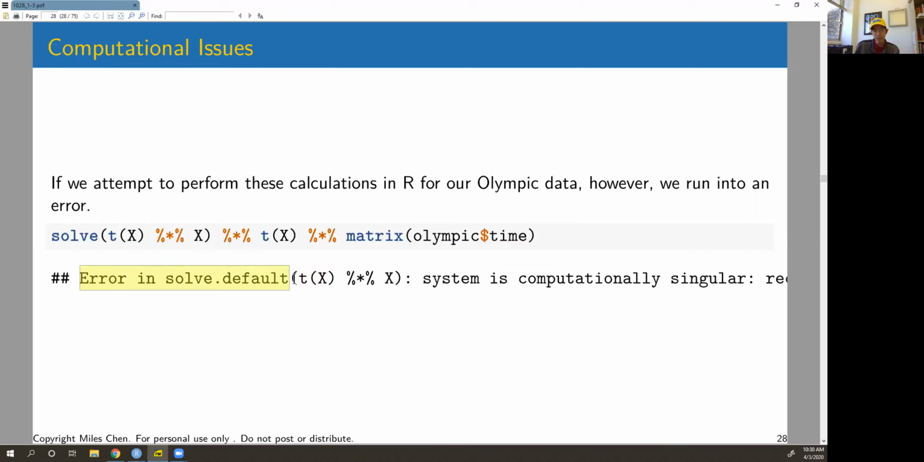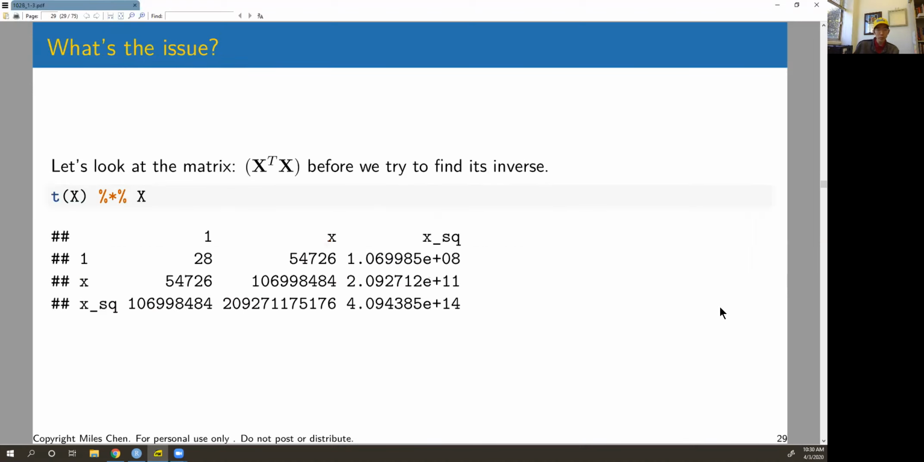It says error in solve.default: system is computationally singular. And you're like, what does this mean? All right, so what happened? What happened is that R is not able to take the inverse of this matrix. When you do X transpose X, it is not able to take the inverse of this matrix.